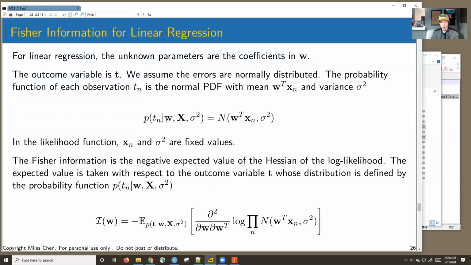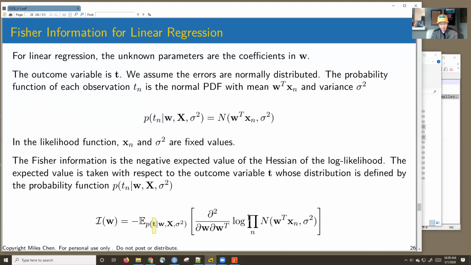Okay, so you might see, if you look at the textbook, the Fisher information is written as this, okay? It's the negative expected value with respect to the outcome variable t, because remember, the outcome variable in our linear regression is t, and it's not x, okay?